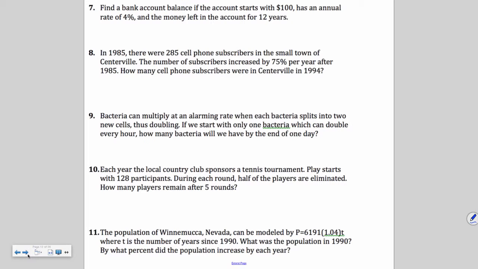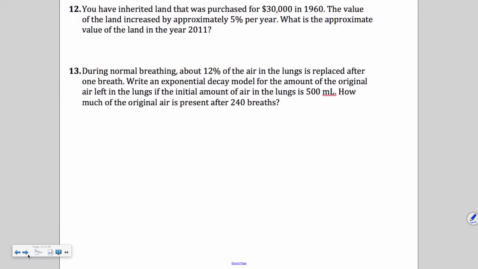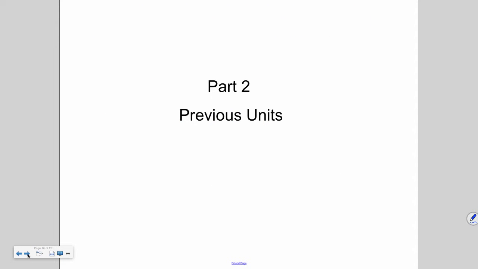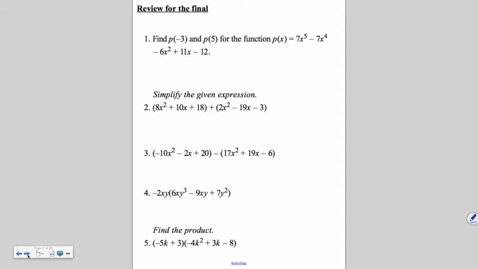You just have to decide on what equation you are using and then solve those. Part 2 of, again, check your answer sheets for this and to figure out if you're doing this right. Part 2 is the previous units that we will be doing. The previous units just require you to remember certain things.